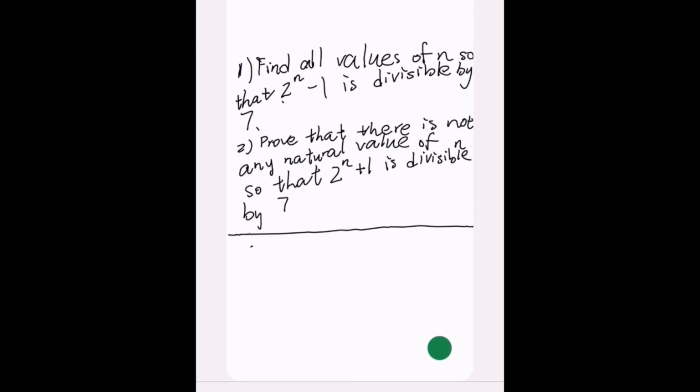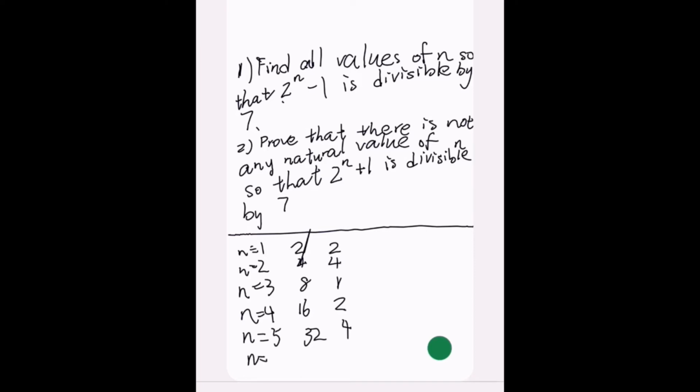Okay, so let's assume n is 1 and the result is 2 and the remainder is 2. Let's assume that n is 2. The result is 4 and the remainder is 4. Let's assume that n is 3. The result is 8 and the remainder is 1. Let's assume that n is 4. The result is 16 and the remainder is 2. Let's assume that n is 5. It's 32 and the remainder is 4.